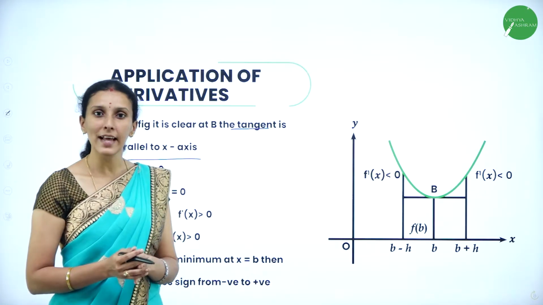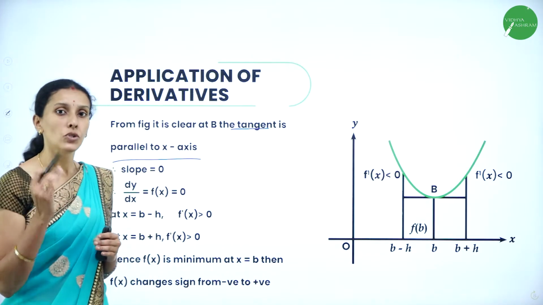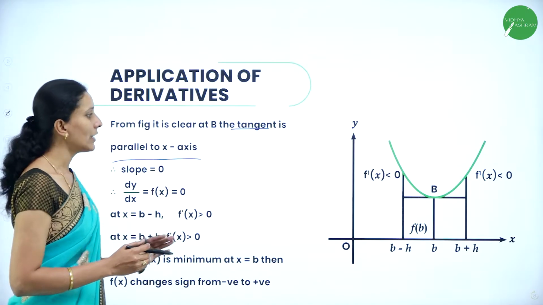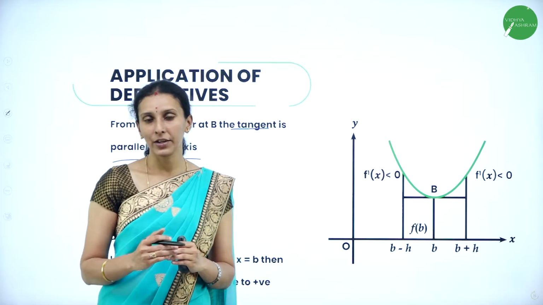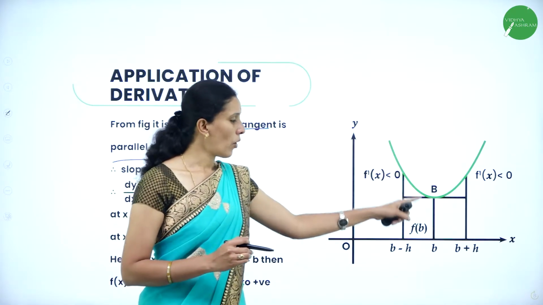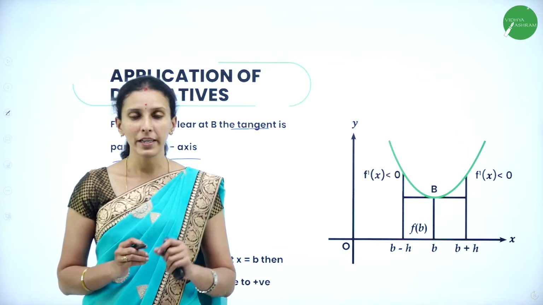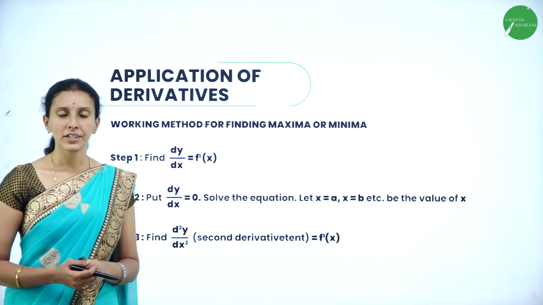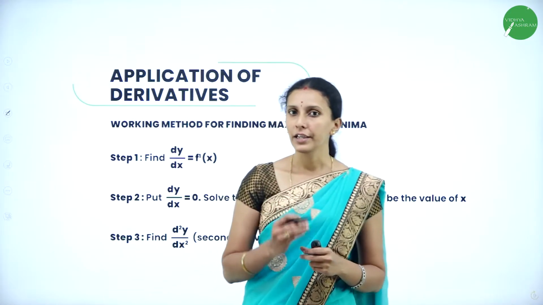So parallel to x-axis means the derivative of a function is 0. That is, slope is 0. So therefore dy by dx is 0. So clearly again you can see f dash of x will be less than 0 comparatively to the function. Hence we say at point B the function has the minimum value and point B is called the local minima. Next we come across how to find the minima or maxima of a given function.